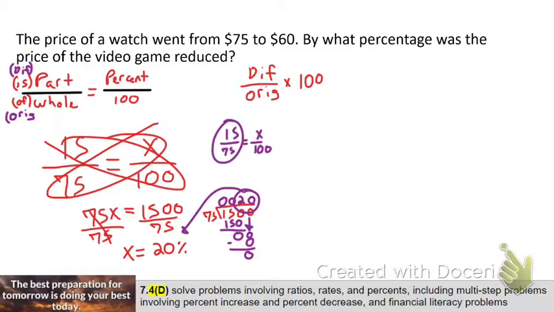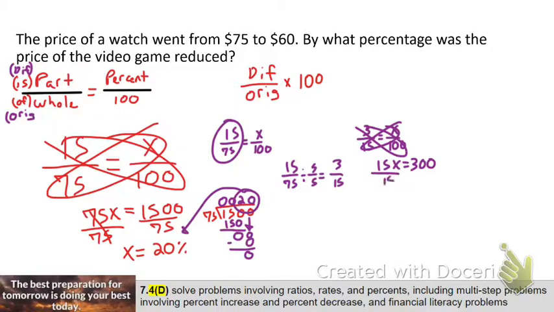And you could just keep dividing them by 2 if you still have numbers that are even. In this case, 15 over 75, you divide both sides by 5. And that simplifies to 3 over 15, which is equivalent to 15 over 75. But that's a lot easier to work with than those bigger numbers. So you would just do the same thing. 3 over 15 is equal to X over 100. Cross multiply. 15X equals 300. Divide both sides by 15, ladies and gentlemen. And y'all will still get 20% as an answer.